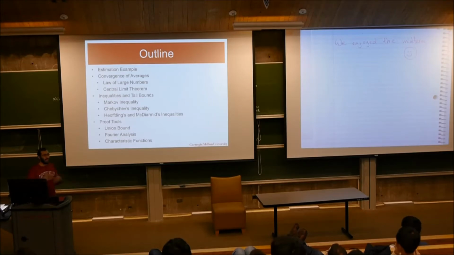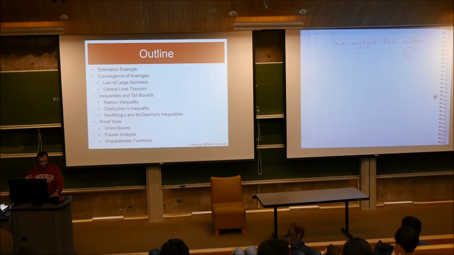First, we will have an example because we are talking about estimating stuff. And then we will consider the topic of convergence of averages. Does the empirical average correspond to the true mean? And then we will consider inequalities and state bounds. These inequalities answer the question: how likely is it for my estimate to be far away from the true value?